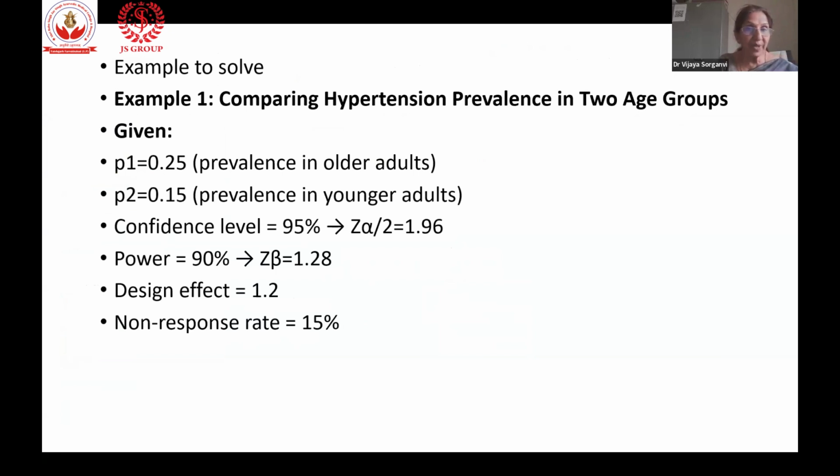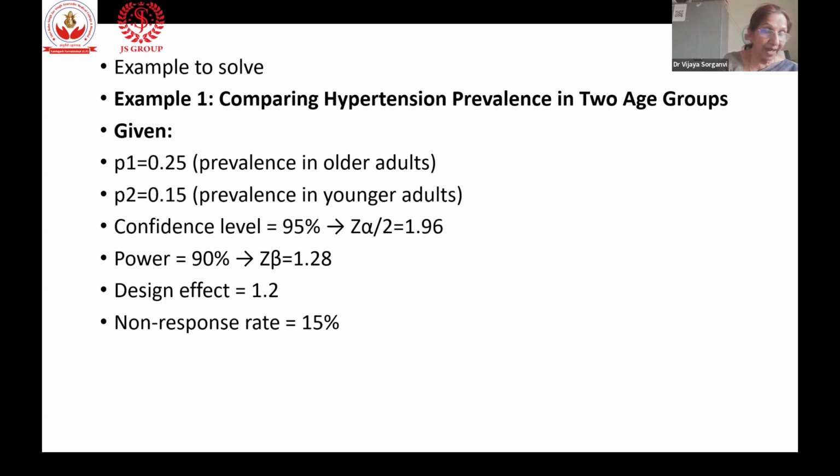Consider P1 as 0.25, P2 as 0.15, and as usual, confidence level 95%. Power, you can increase it to 90%. So your power value, when you increase it from 80 to 90%, will be 1.28. For 80%, it is 0.84. Now it is 1.28.